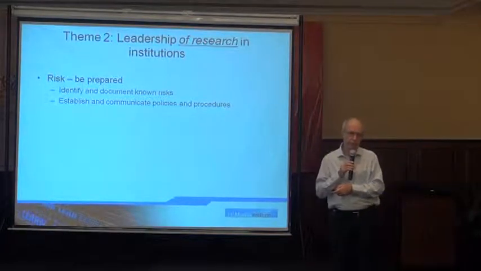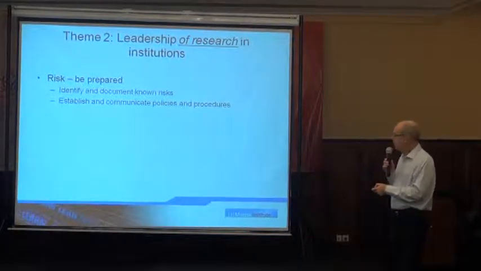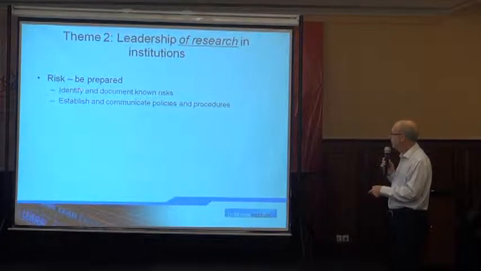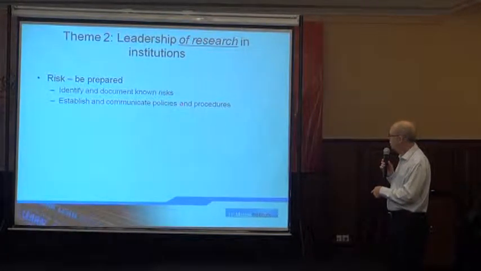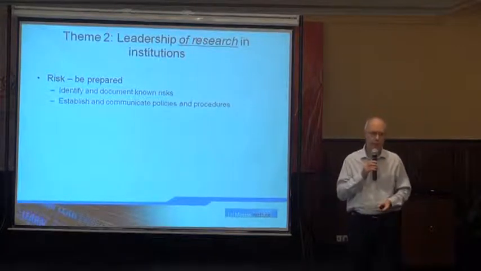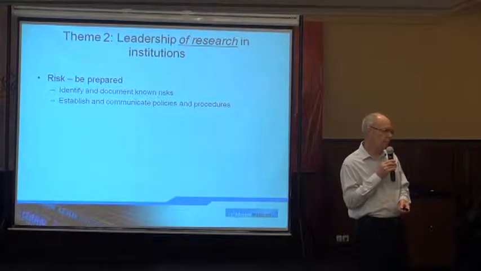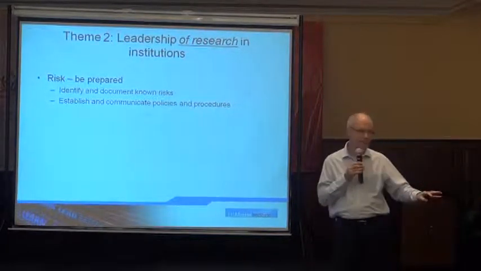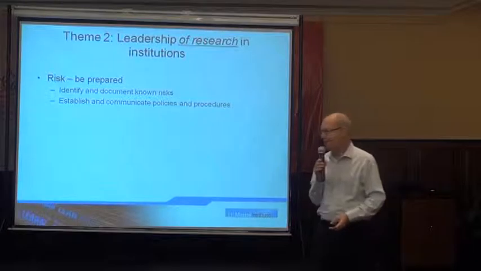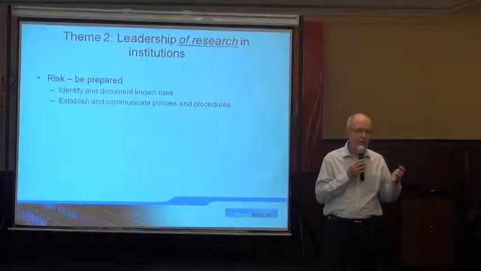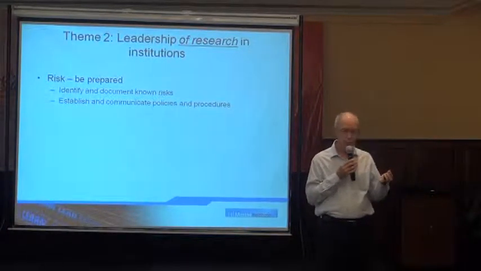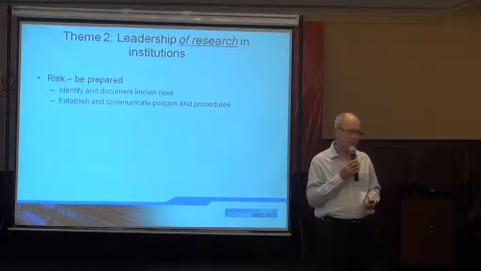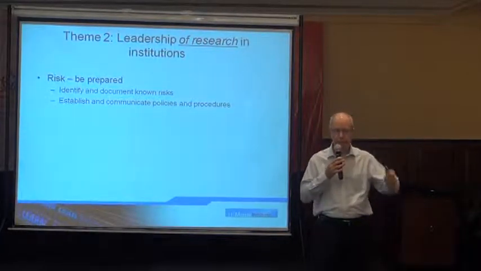We've just talked about risks, and you, the leaders of the research institution, need to be prepared. They need to have identified and documented known risks and establish and communicate policies and procedures to deal with those risks. Do you have a research risk plan? You don't need to answer that. You don't? Okay, you don't have one. So, what? At the institution level or the faculty level? Institution level should build up from the lowest level anyway.